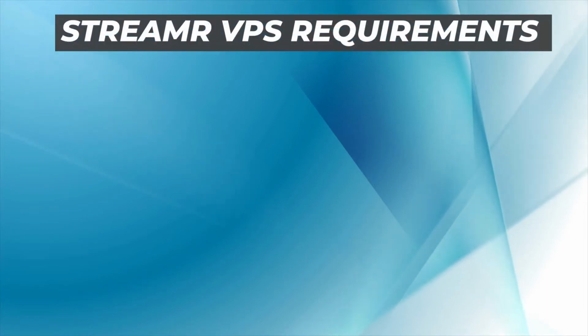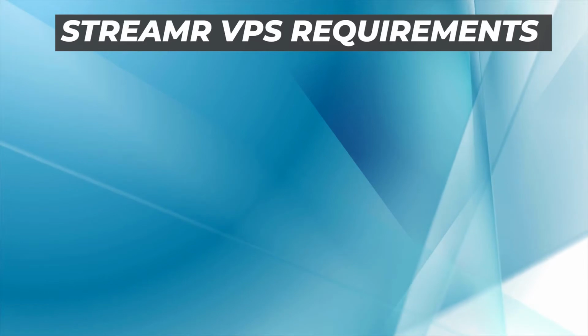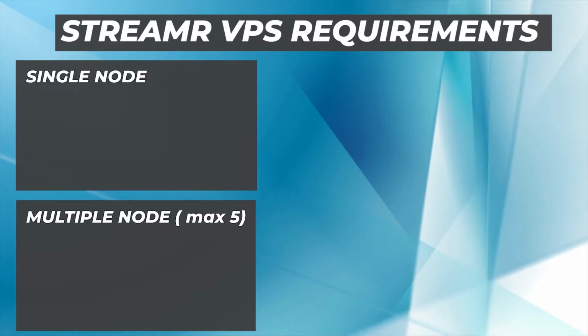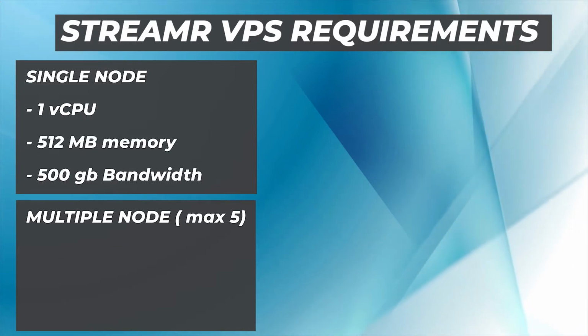To set up a node on a virtual private server, there's a few things that you're going to need to know. There's two different setups that we're going to be looking at right now: a single node versus multiple nodes. On a single node, you're going to need at least one virtual CPU, 512 megs of RAM, and 500 gigs of bandwidth.